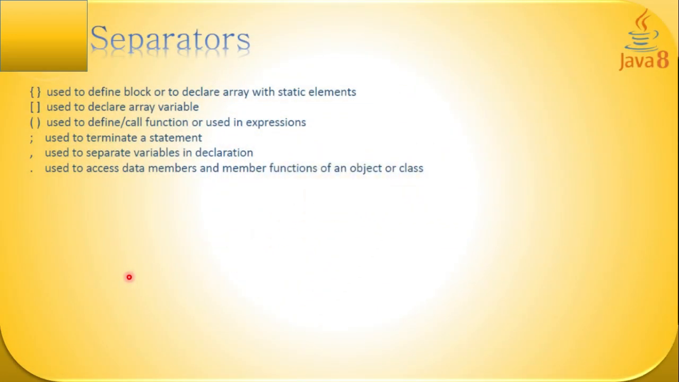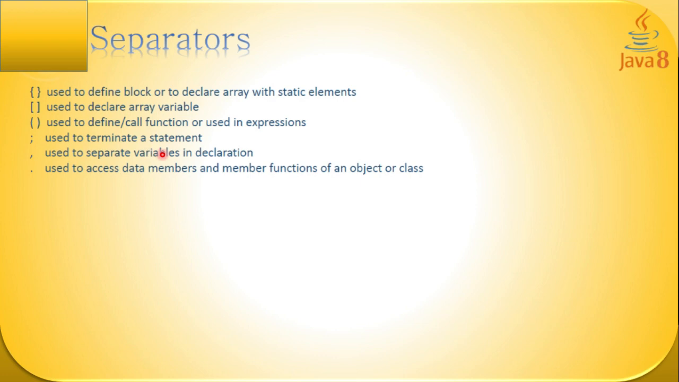Now separators. The curly bracket is used to define a block or to declare an array with static elements. The square bracket is used to declare an array variable. Only one use is there. Parenthesis is used to define or call a function, or used in expressions. Various uses are there.